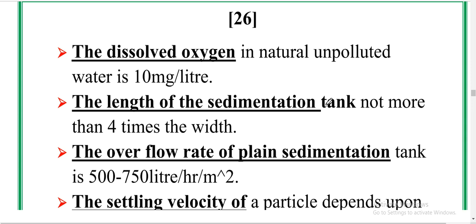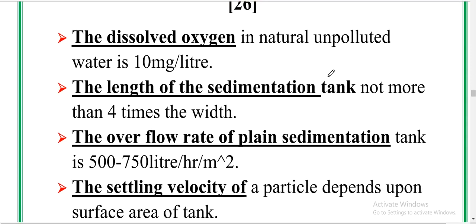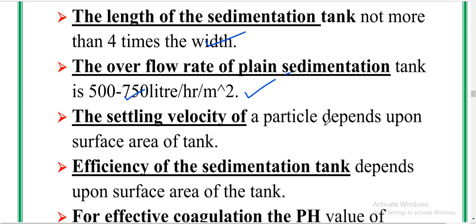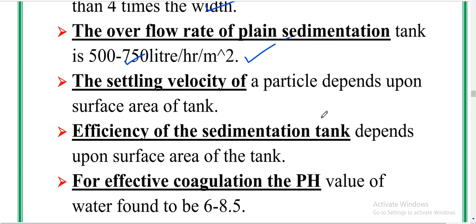Okay, the dissolved oxygen in natural unpolluted water. For natural unpolluted water, dissolved oxygen is 10 milligram per liter. The length of sedimentation tank should not be more than 4 times the width. Sedimentation tank length is not more than 4 times the width. The overflow rate of plain sedimentation tank is 500 to 750 liter per hour per meter square. Overflow rate for plain sedimentation tank is 500 to 750 liter per hour per meter square.